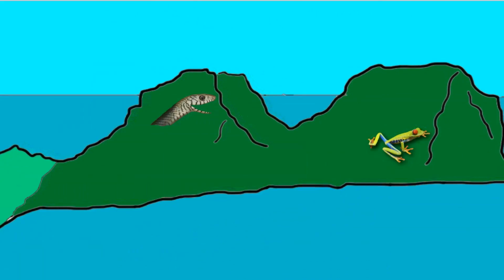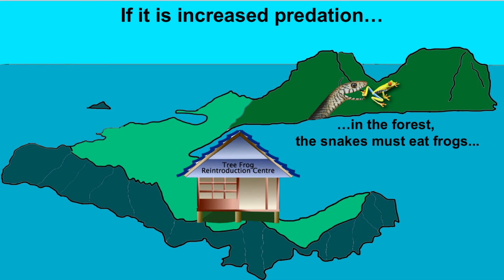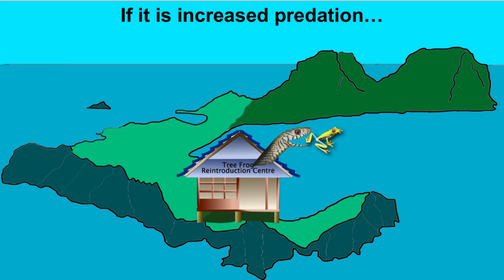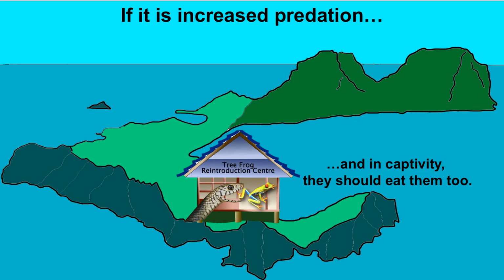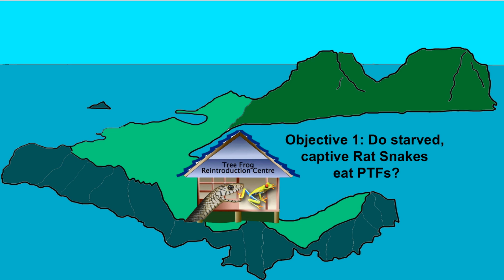Now, if it is increased predation, then in the forest, clearly rat snakes must eat the Picobar tree frogs. And in captivity, in our reintroduction centre, one would predict they would also eat them. But again, this has not yet been studied. So we asked this simple question: do they?